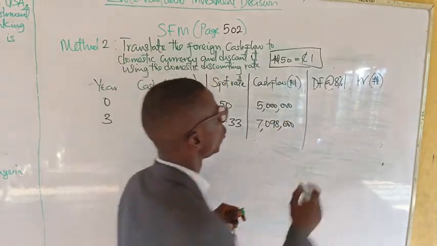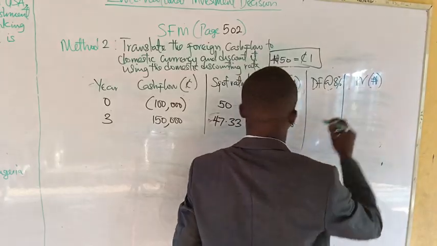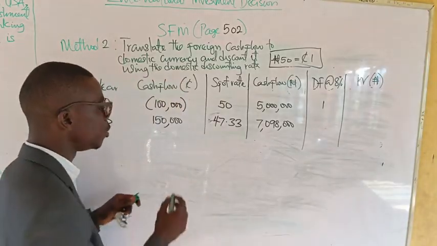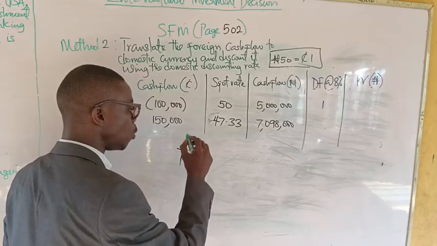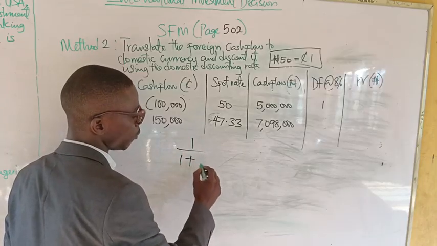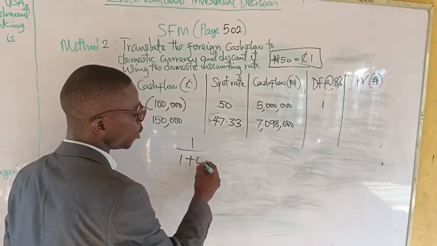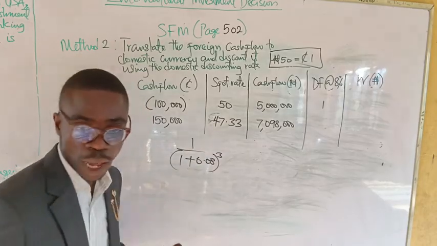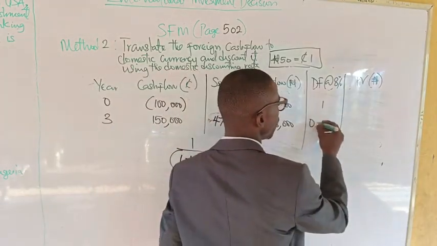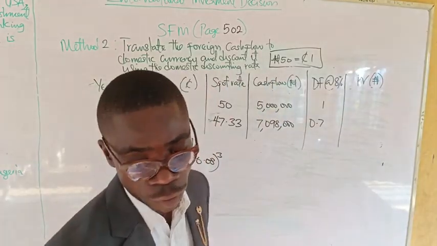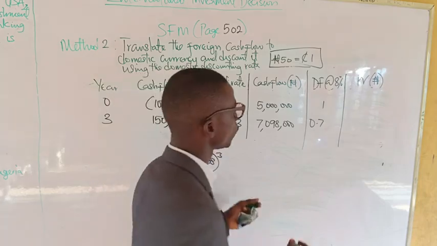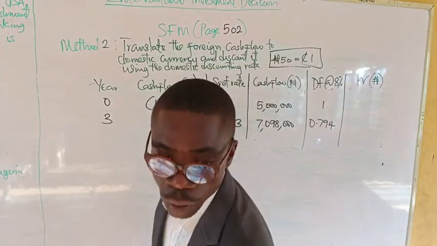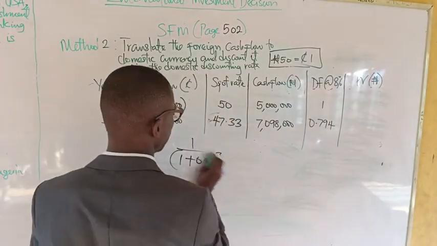Am I communicating? So let's calculate the discounting factor. The discounting factor for year 0 will be 1. What will be the discounting factor for year 3? Just calculate the discounting factor for year 3. 1 over 1 plus 0.08 raised to power 3. What would that give us? 0.794, right? 0.794. Okay, let's multiply what you have.